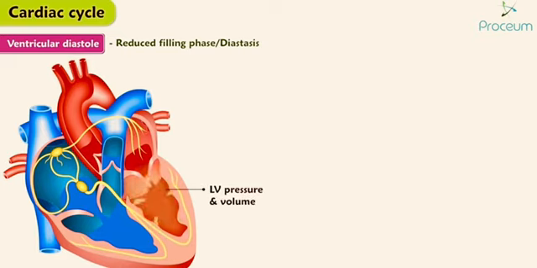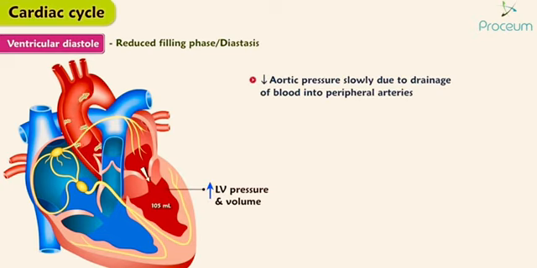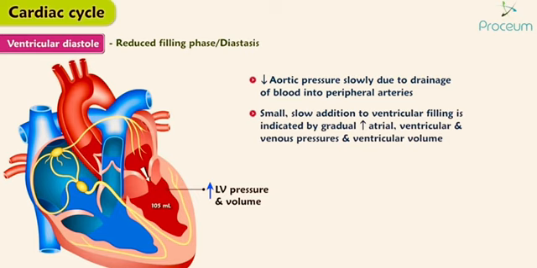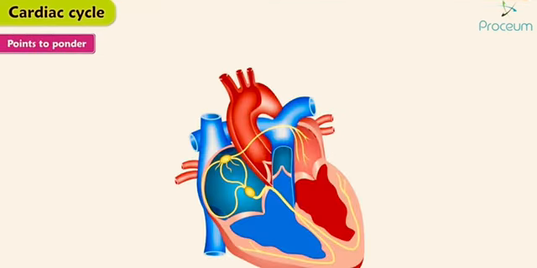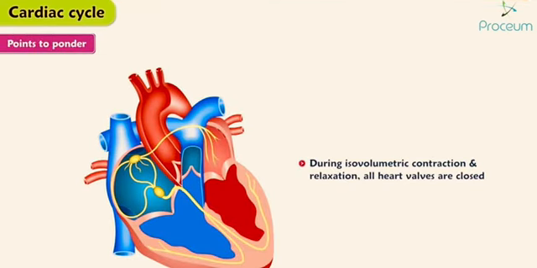Next is the reduced filling phase, also known as diastasis. Diastasis is in ventricle diastole, when the left ventricle pressure and volume increase and the aortic pressure slowly falls due to drainage of blood into the peripheral arteries and small arteries. Slow addition to ventricle filling is indicated by a gradual increase of atrial, ventricle and venous pressure and ventricular volume. Now we can see in the graph, again, the P waves in the ECG.